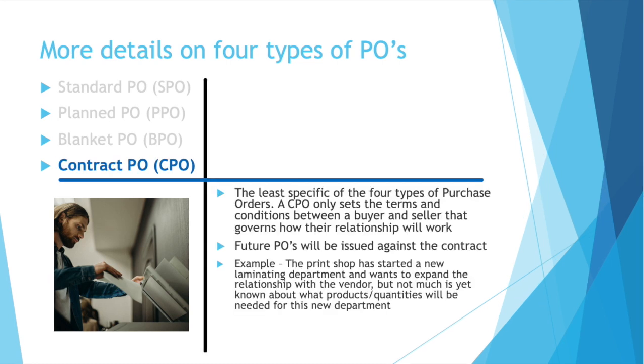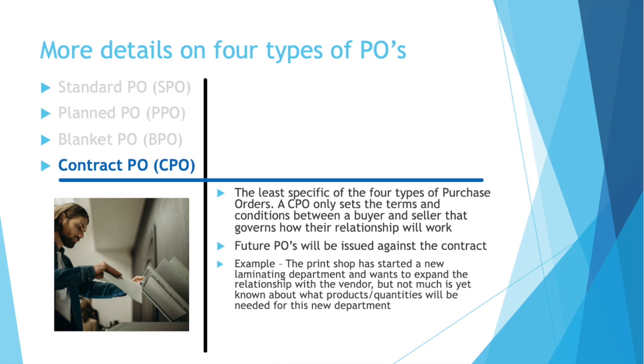And finally, we have the contract purchase order, the CPO. The CPO is the least specific of the four types of purchase orders. A CPO only sets the terms and conditions between a buyer and seller that governs how the relationship will work. It's only in the future that POs are issued against this contract.